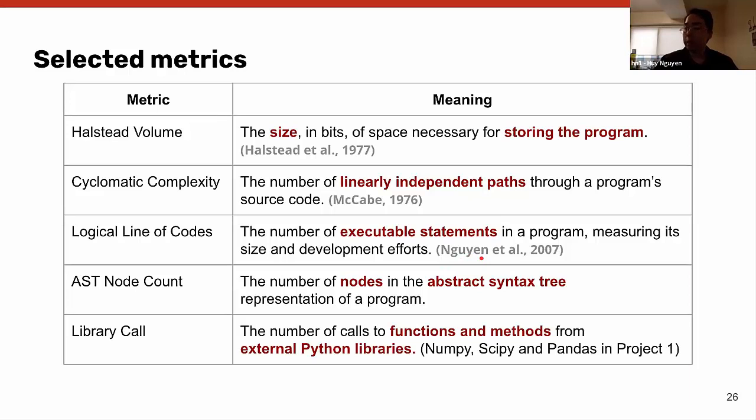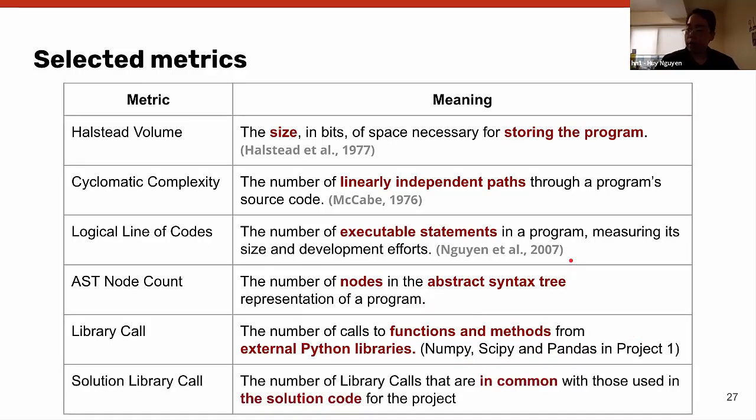The fifth one is library call, which measures the number of calls to functions and methods from external Python libraries, which in project 1 are limited to these 3: NumPy, SciPy, and Pandas. Finally, we have solution library call, which measures the number of library calls that also appear in the solution code for a project, where we get the solution code from the course instructors.